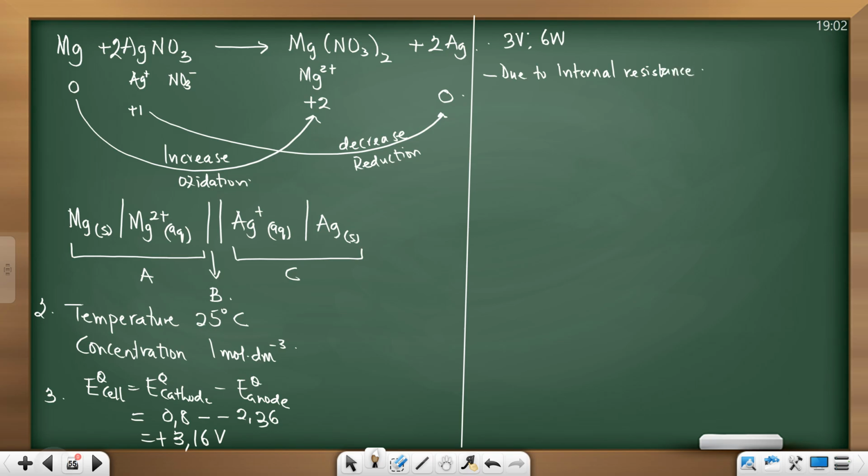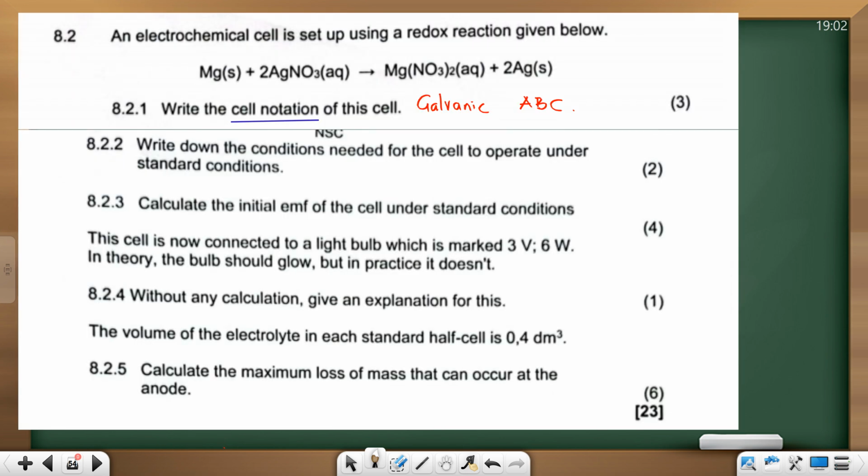Okay, next question. Are we okay? That's a beautiful one. All right, the volume of the electrolyte in each half cell is 0.4 dm cube. Calculate the loss of mass that can occur. Let's be smart about this. At the anode, do you notice the anode will always lose mass? When I see this, you know what I will do? I'll write the equation that occurs at the anode. What equation occurs at the anode?